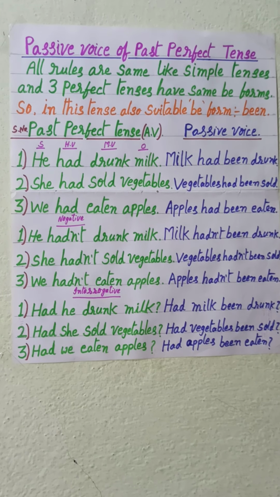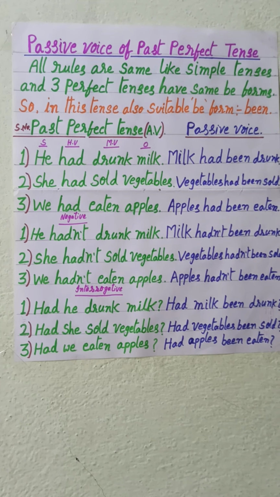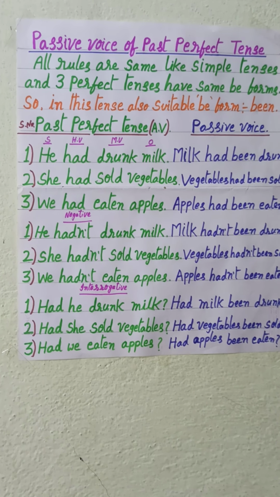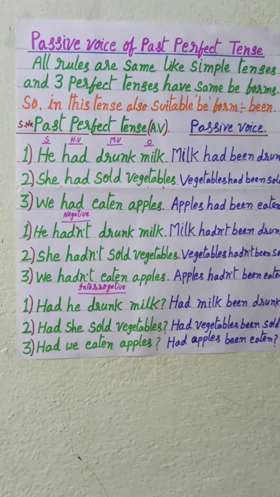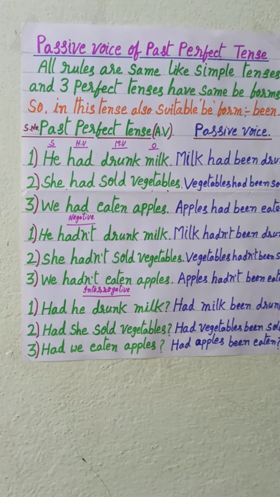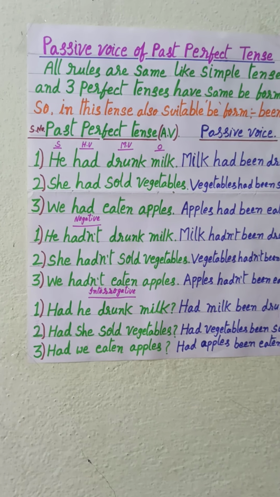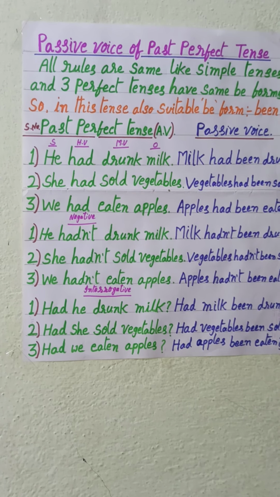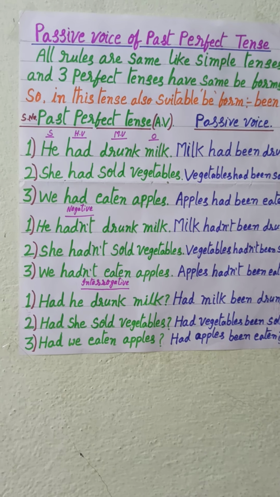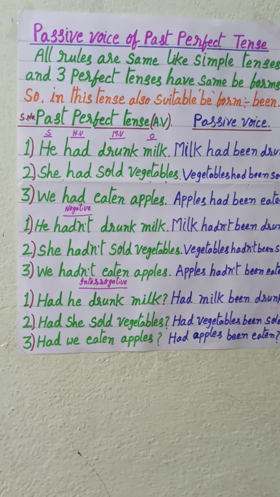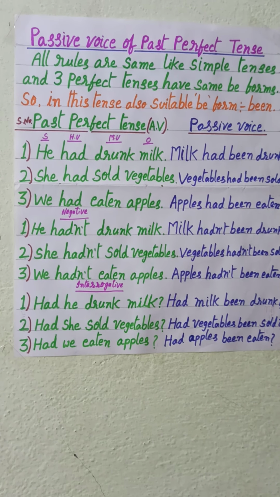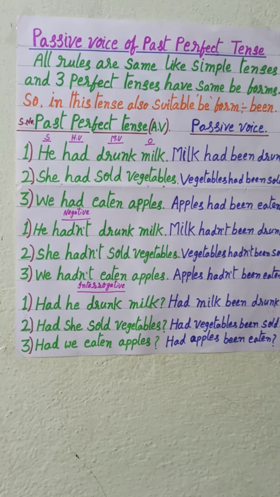For example, past perfect tense, serial number 1, he had drank milk. Here, he is subject, had is helping verb, drank is main verb, milk is object. In the passive voice, milk had been drank.